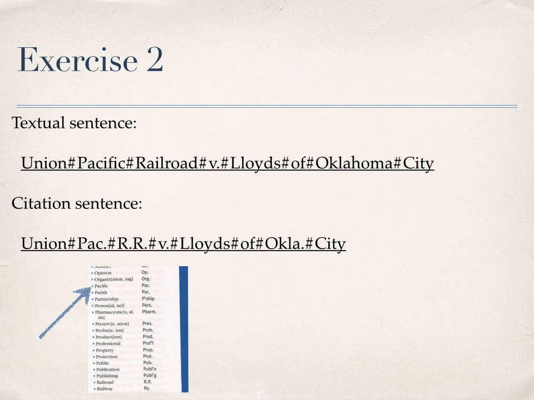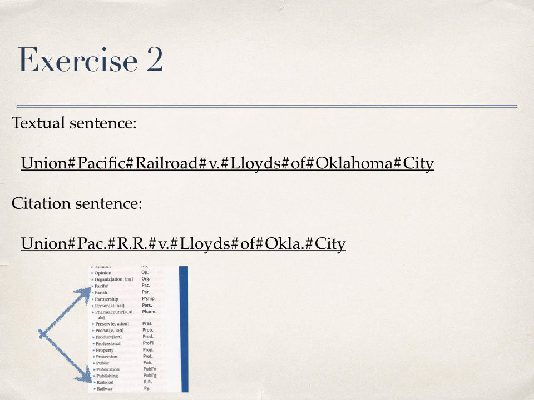Pacific is listed, and it will become PAC period. Railroad is likewise listed and becomes R period R period. Therefore, the first party is Union Pac RR. Remember our spacing rules from last week. Close up adjacent capitals, but put a space before and after a longer abbreviation. Therefore, you need a space between the Pac period and R period R period, indicated by the hashtags here.